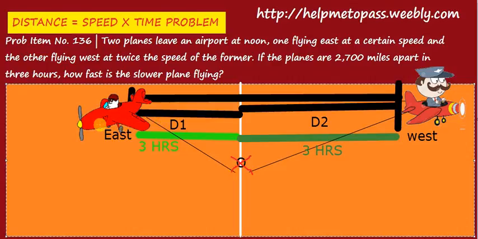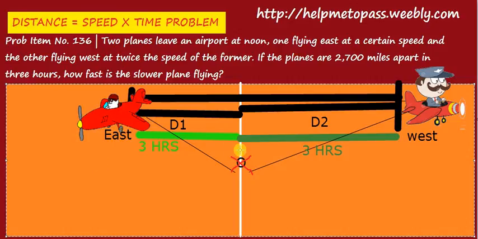After 3 hours, the plane has already traveled a certain distance, d1. So this is d1. And after the same time, the other plane has flown another distance of d2. Can you follow?